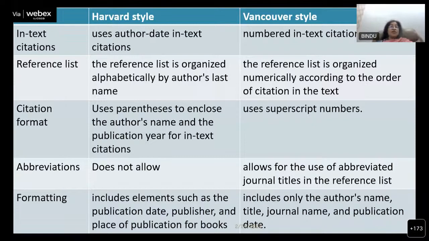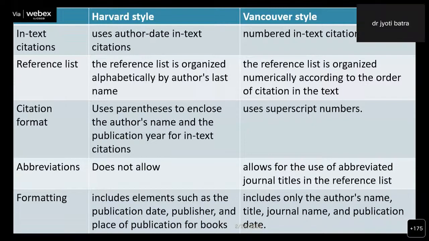So the second thing is the reference lists. Now the reference list in Vancouver style is organized numerically according to the order of citation in the text. Say you start the reference list from the introduction part of your research article. So the number 1 comes there, and then you keep on increasing the number as you reach up to the discussion. So the numerical order is followed of the citation in the text. Whereas in the Harvard style, the reference list is organized alphabetically by author's last name. So the surname is the one which is mentioned first, and it is in alphabetical order, not in the order in which it has been cited in the text.